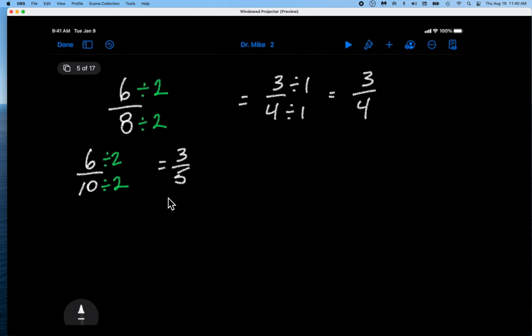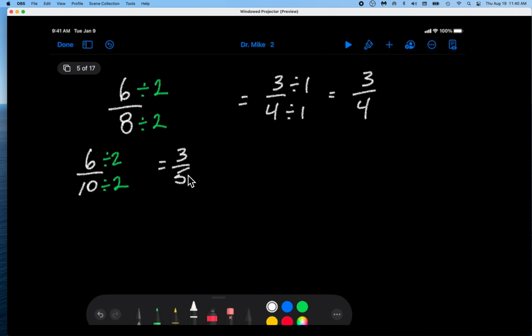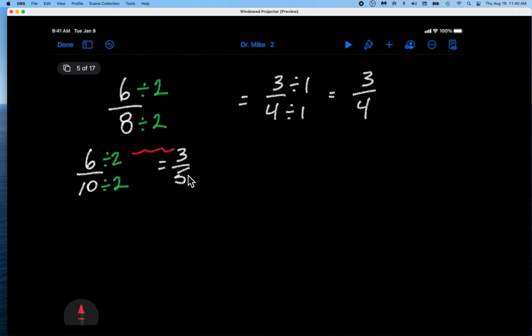If you want to check yourself, which I often have my students do in my classes, you go the opposite way and use multiplication. 3 times 2 indeed gives you 6. 5 times 2, let me just put a times here, gives you 10. This is the smallest we can go. 3 and 5 are prime numbers. Let's do another one.